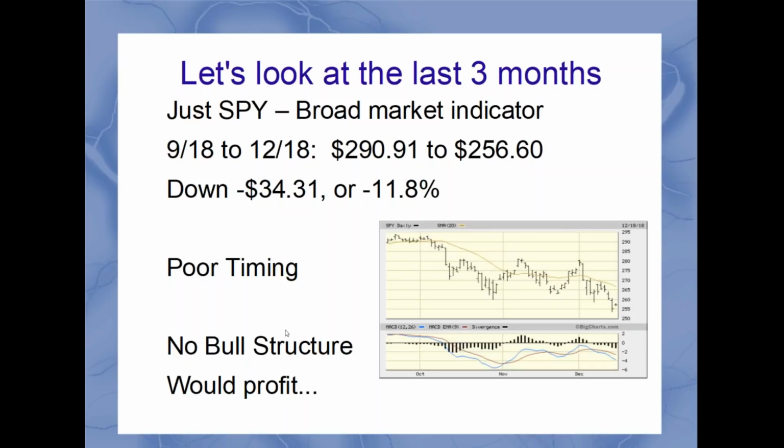Let's look at SPY, just a broad market indicator. From September 18th to January 18th today, at 11 o'clock, we've essentially seen the closing price of SPY go from $290.91 down to $256.60. That's down $34 or 11.8%. This was poor timing to get into a trade September 5th, September 6th, September 18th, any kind of bullish position. No bull structure would have profited had you continued it over that 3-month period.